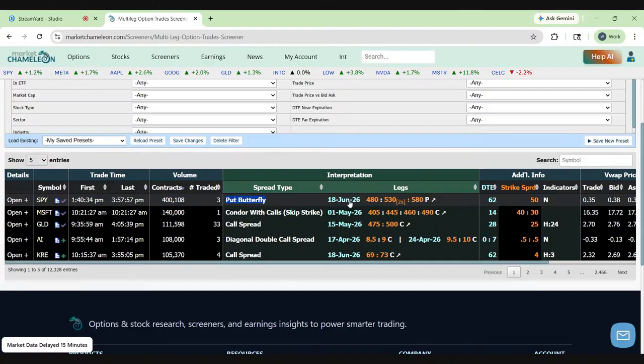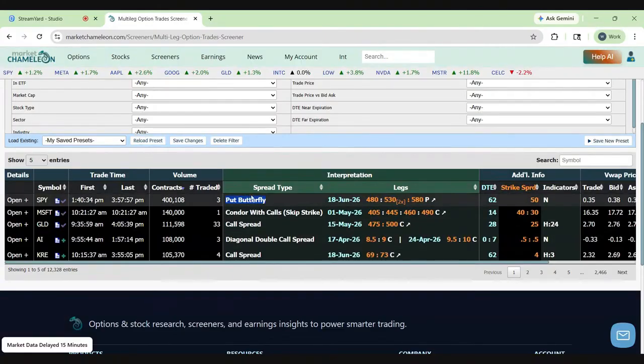So it involved the June 18th, 480, 530, 580 puts with two puts in the middle, right? So this is times 2. So a butterfly is 3 legs to the spread. It's in a ratio 1 to 2 to 1. And this has 62 trading days to go.